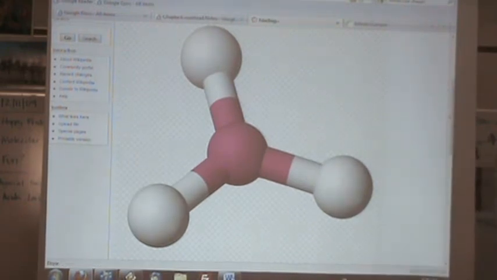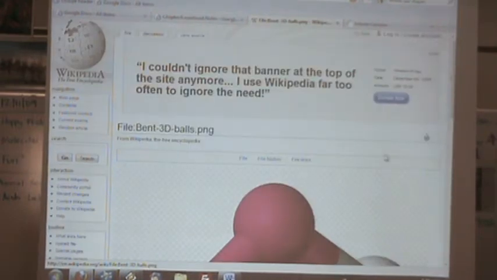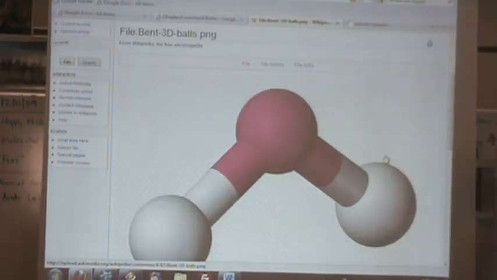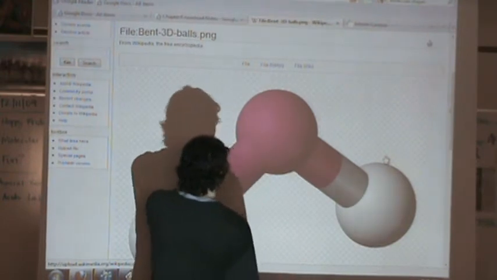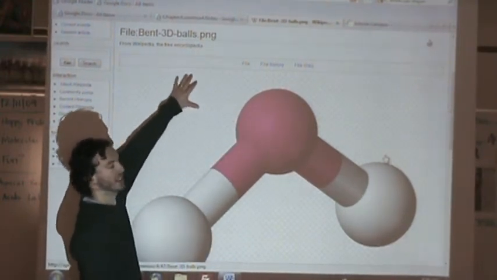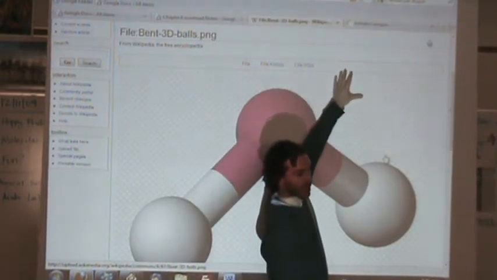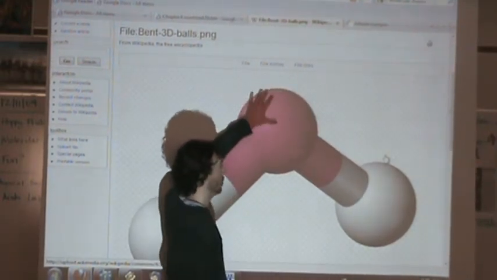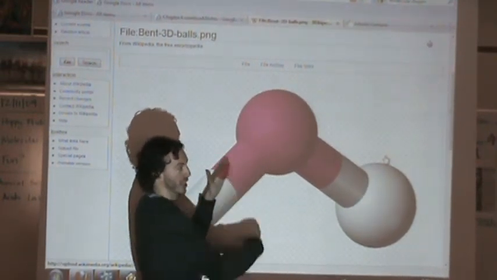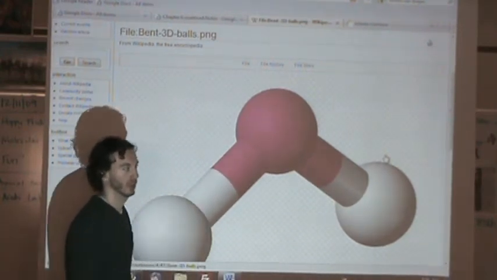I don't want to really waste time showing you all of these, but the interesting one's the bent one here. This is one that's kind of important, which we'll look at later. This could be water. Why is it bent like that? The reason it's bent like that is because you can't see it here, but there's a pair of electrons here, and there's a pair of electrons here. Essentially they want to be far apart from each other, so they actually bend the molecule so that it can be as far apart from one another as possible.